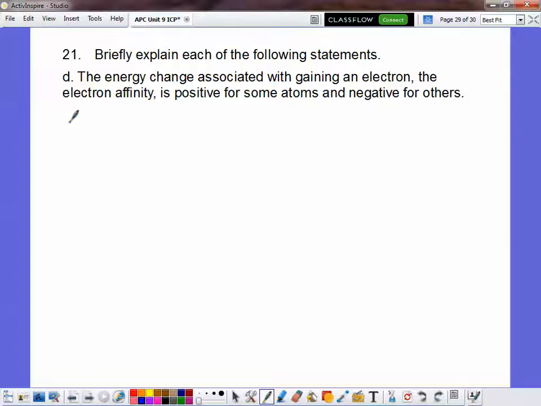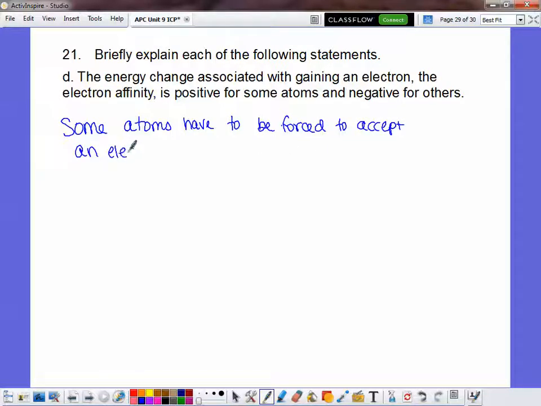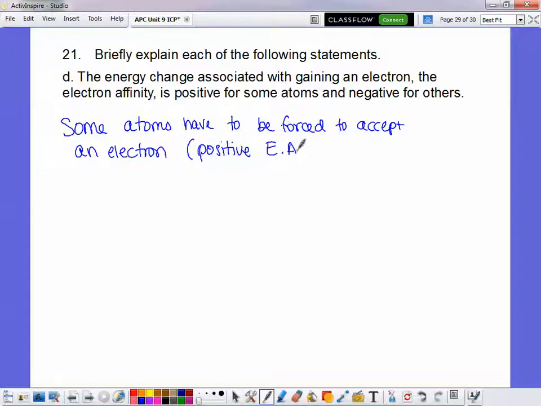So the reason why is some atoms have to be forced to accept an electron, which would give a positive electron affinity. They'd be endothermic. Okay? It doesn't want to happen. So you have to make it happen.